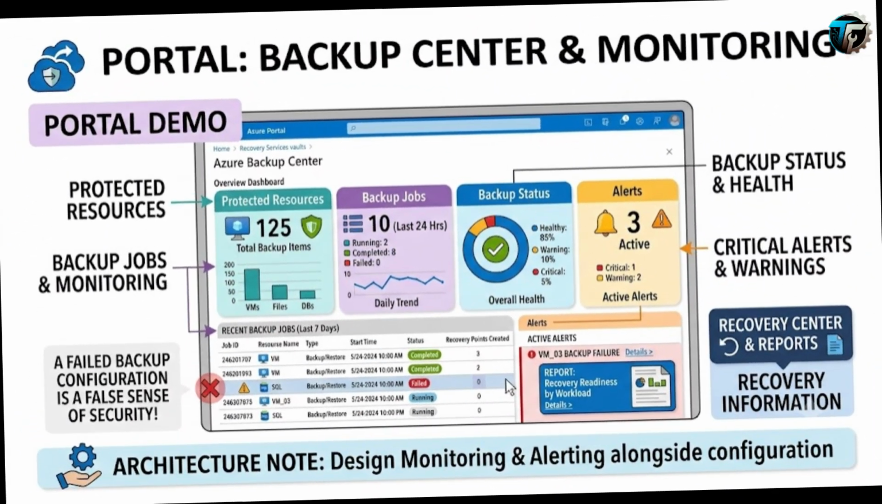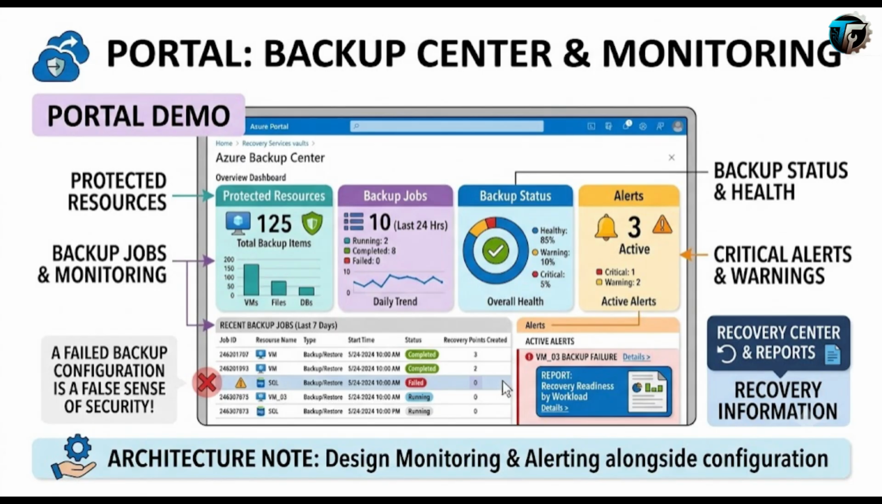Now let's look beyond configuration. In a real enterprise environment, we need to know whether our backups are actually succeeding. That's why monitoring backup jobs is just as important as configuring the backup policy. A backup that was configured 6 months ago but has been failing for the last 3 months is not protection. It's a false sense of security. Architects should design not only backup, but also backup monitoring and alerting.